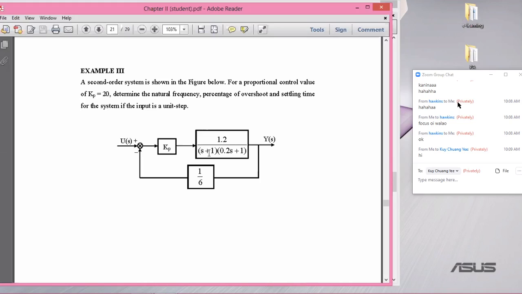And then from there, determine the system gain, determine the damped frequency, determine the natural frequency and the damping ratio. So your first step is to obtain the overall transfer function that relates the output to the input.